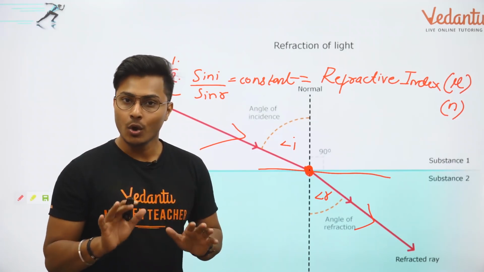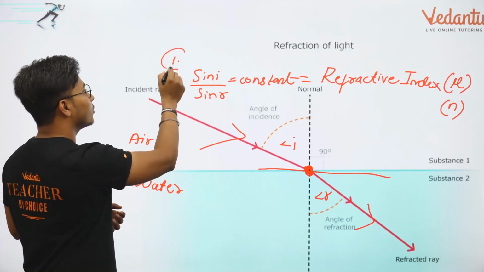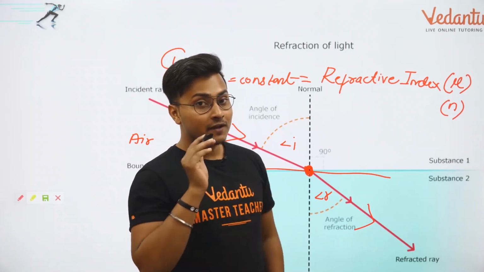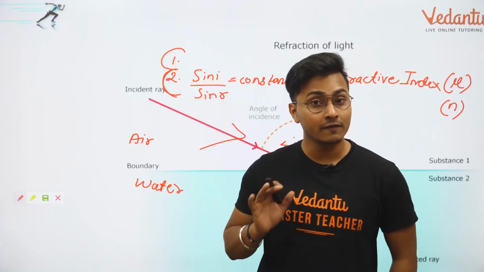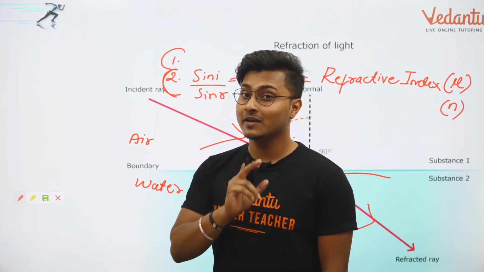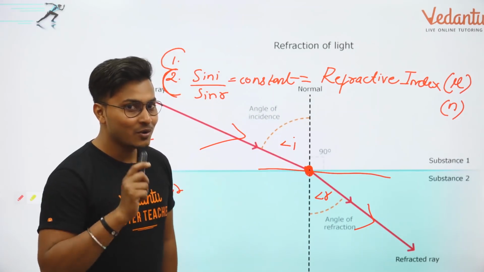The answer is no. Both the laws together are called Snell's law of refraction. Please keep that in your mind. So even if the question asks you to write down Snell's law of refraction, you have to write down both of them. You cannot write down just the second one. That would be a big mistake. Okay? So I hope you got that particular point.